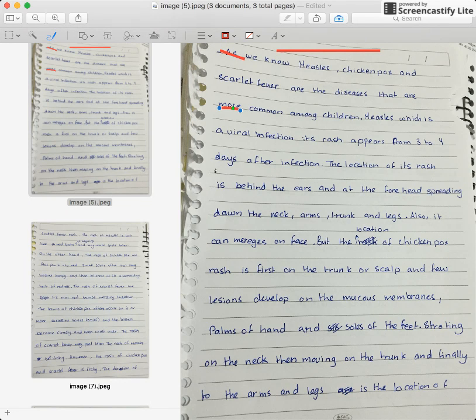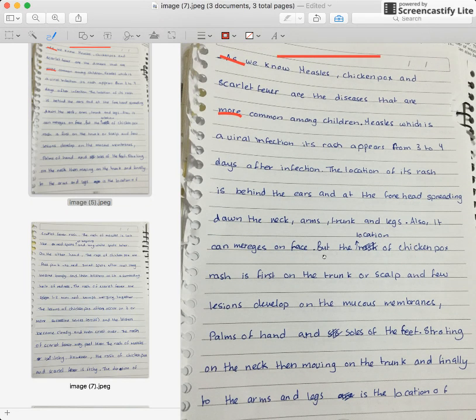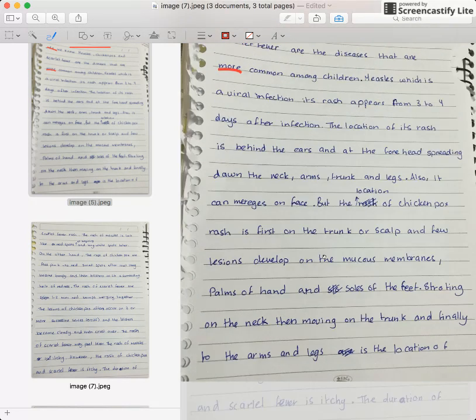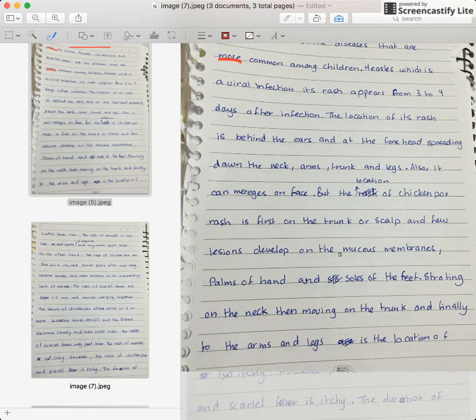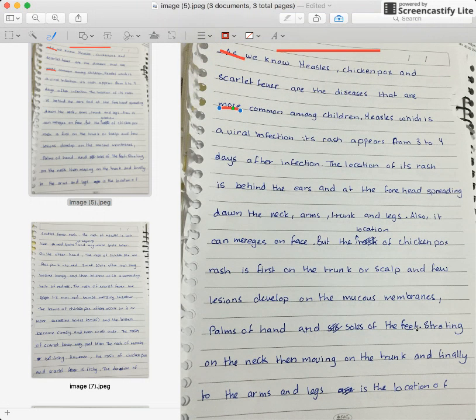Okay, let's see how it goes. "Anyways, days after infection, location of its rash is behind the ears." Okay, so now you're talking about the location. You're talking about chickenpox. "Also, forehead, spreading down the neck, arms, trunk, legs. Also, it emerges on the face." But the location of that was measles. "But the location of chickenpox rash is first on the trunk or scalp, and few lesions develop on the mucous membranes, palms of hands, soles of feet."